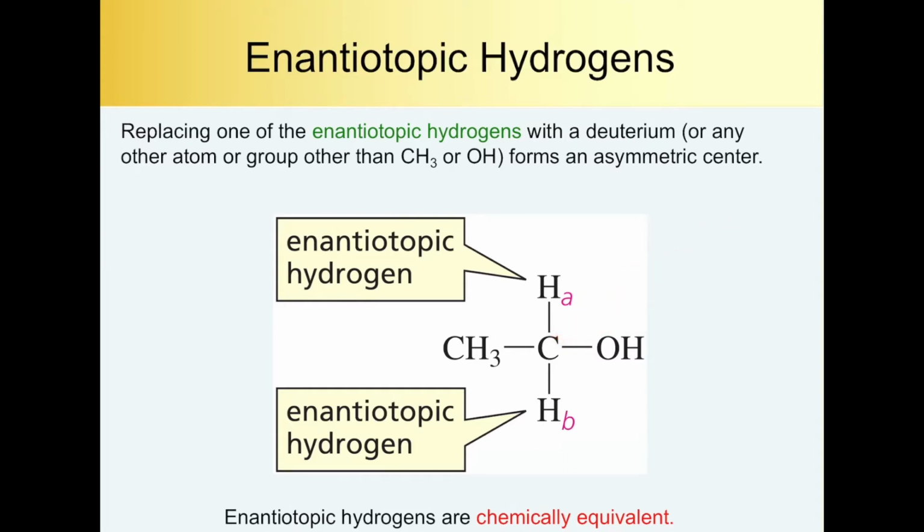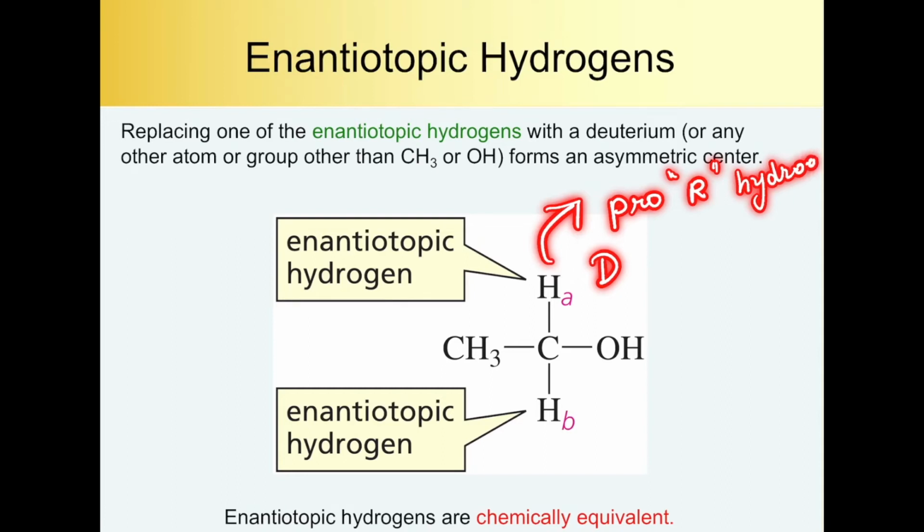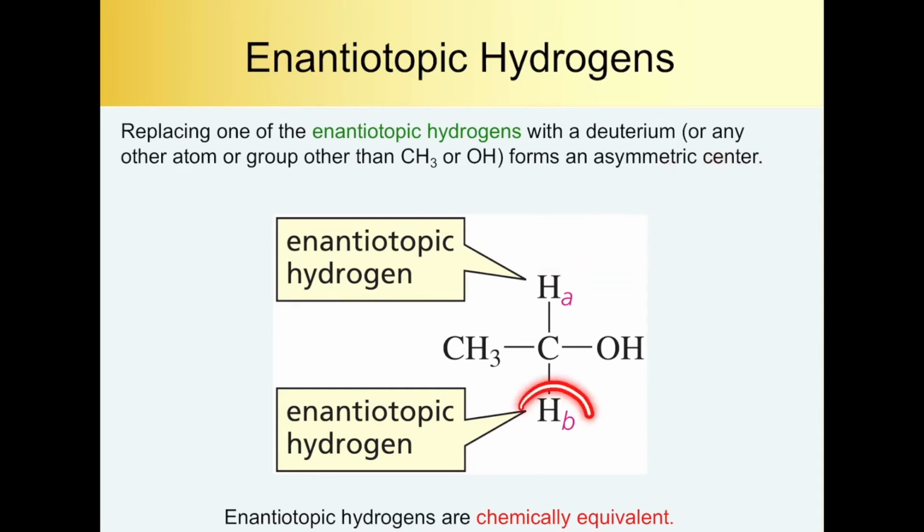And when you replace this hydrogen, the HA hydrogen, with D, then this hydrogen is said to be a pro-R hydrogen because it will lead to the R isomer or configuration product. And similarly, replacing this hydrogen will lead to the S isomer.